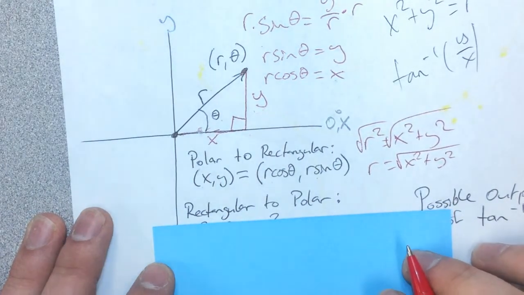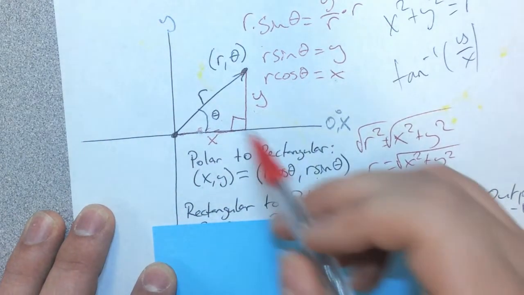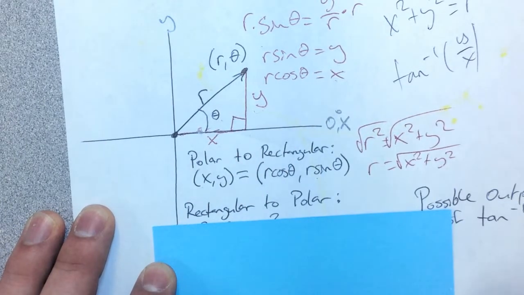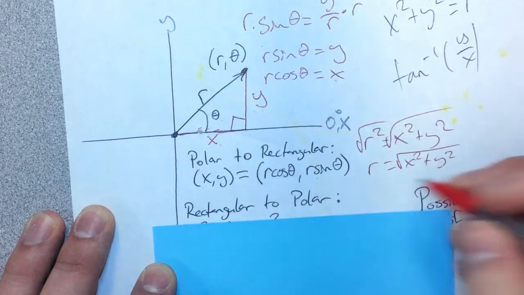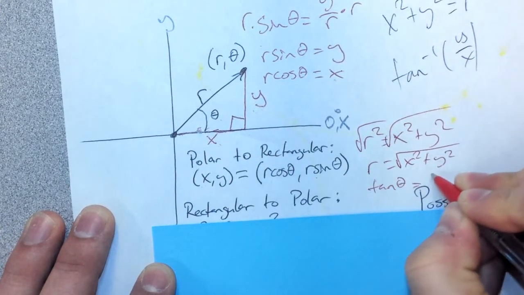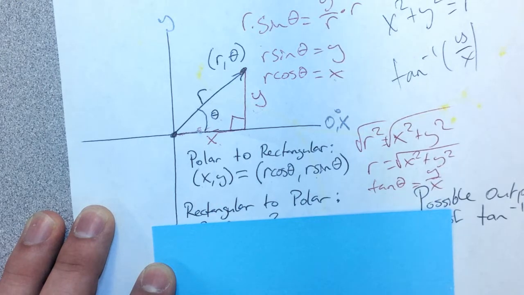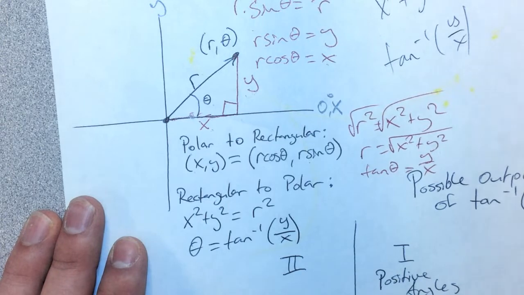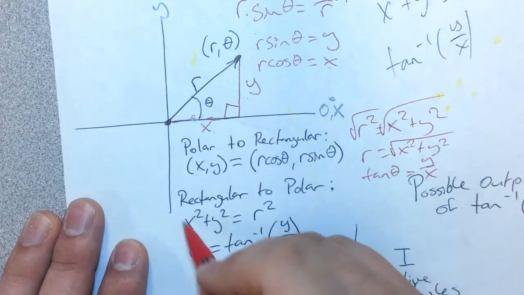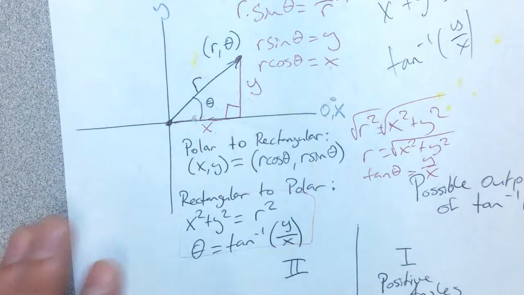How about to find theta? What would be a way we could do that if we only had x and y? Inverse tangent, exactly. Tangent is opposite over adjacent, so tangent theta equals y over x, but then theta itself would actually be the inverse tangent of y over x. Oh, my little thing's in my way. There you go, now you guys can see it. So there are my two relationships for rectangular to polar.